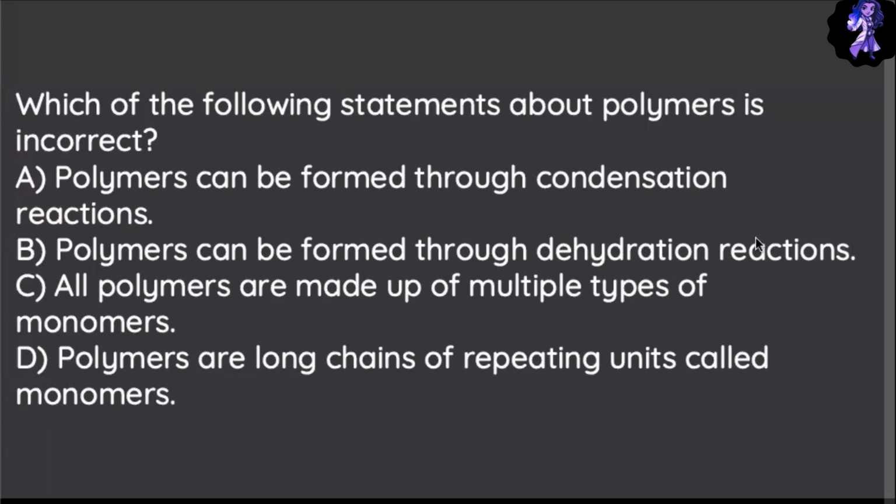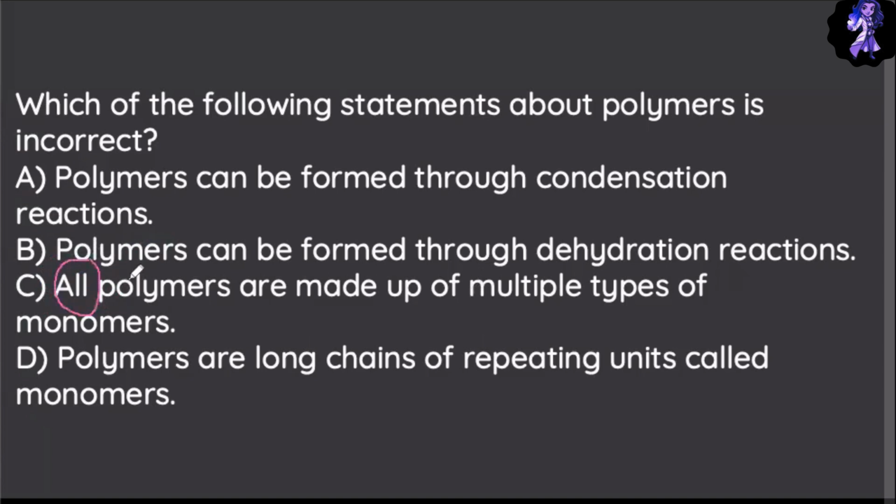So A and B are both correct. Answer choice C says all polymers are made up of multiple types of monomers. I want to point out a typical answer choice that they give students, which is the all statement. The thing with biology-based passages is you have to be wary of the answer choice all, in the sense of whether it is a true statement. We're saying there's no exceptions to that rule, which in most science classes, that's not true.